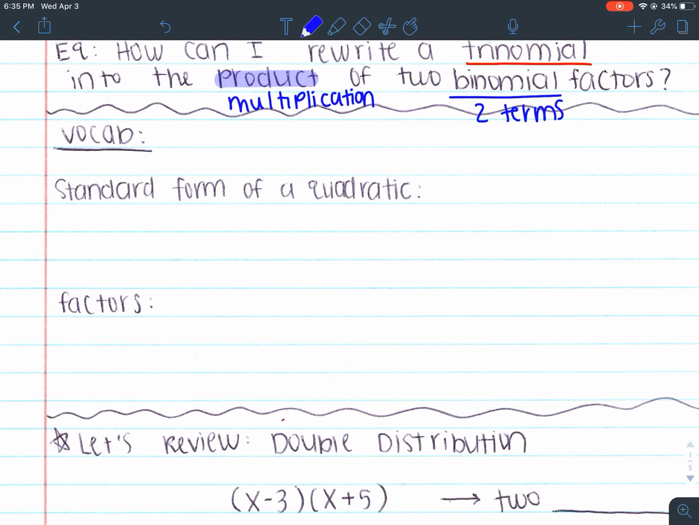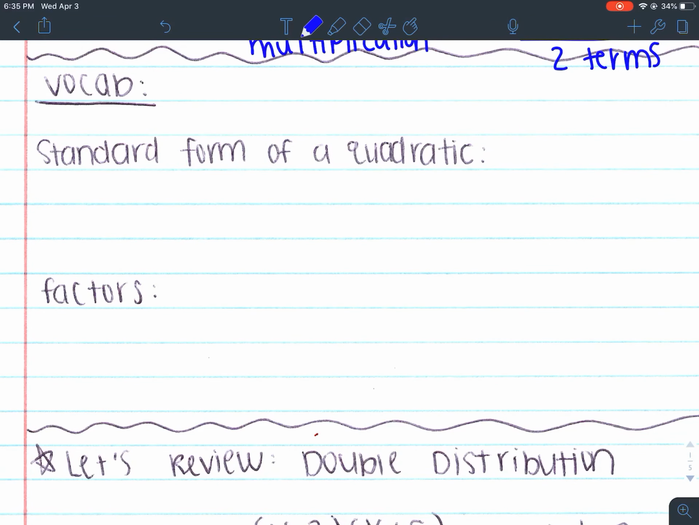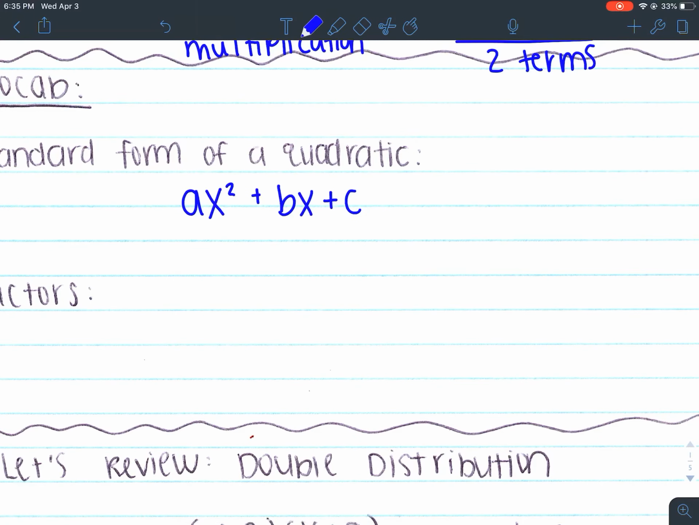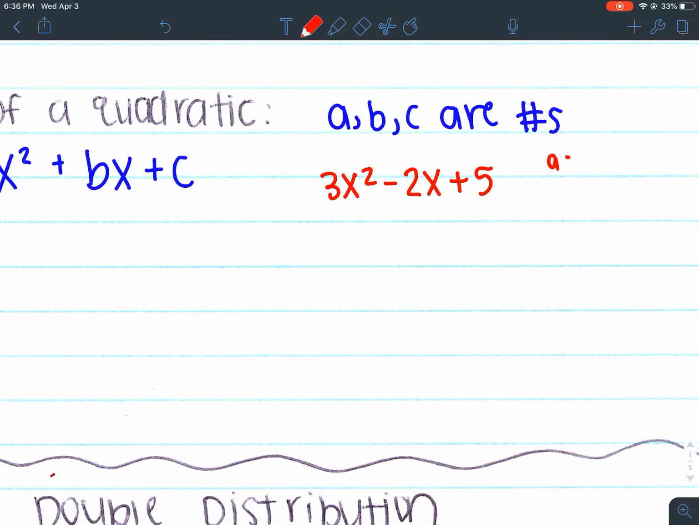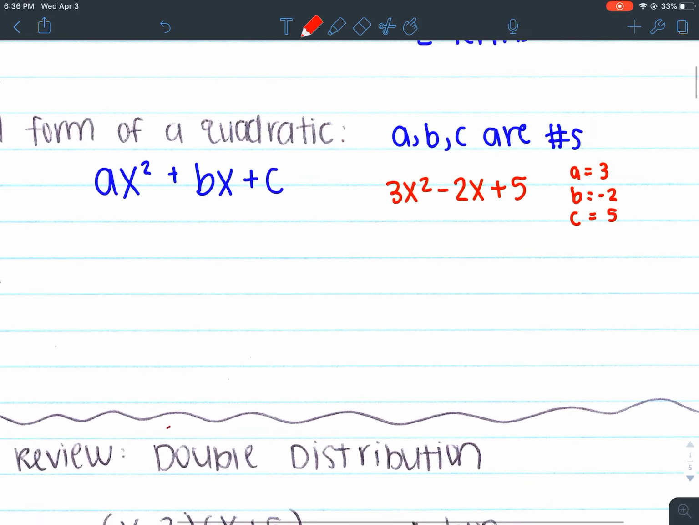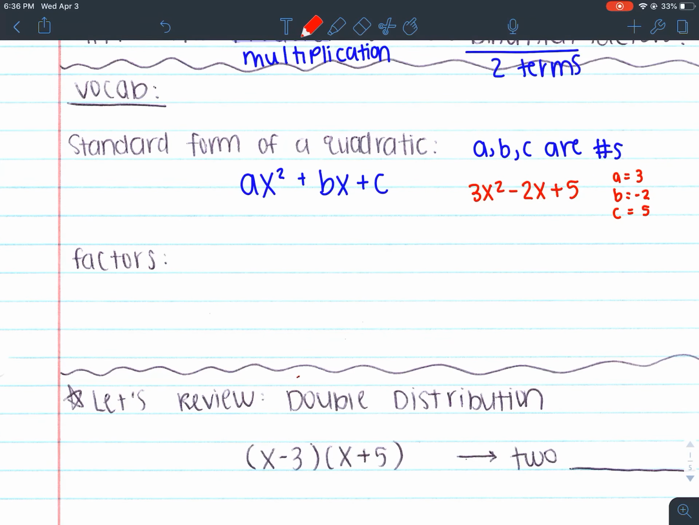Now, the first vocabulary word is standard form of a quadratic. This is brand new. We have not talked about this. So the standard form of a quadratic is ax squared plus bx plus c. a, b, and c are just numbers. They can be 7, 3, 5, 2, 4. So for example, if I have 3x squared minus 2x plus 5, my a is 3, my b is negative 2, and my c is positive 5. So that's the standard form of a quadratic.